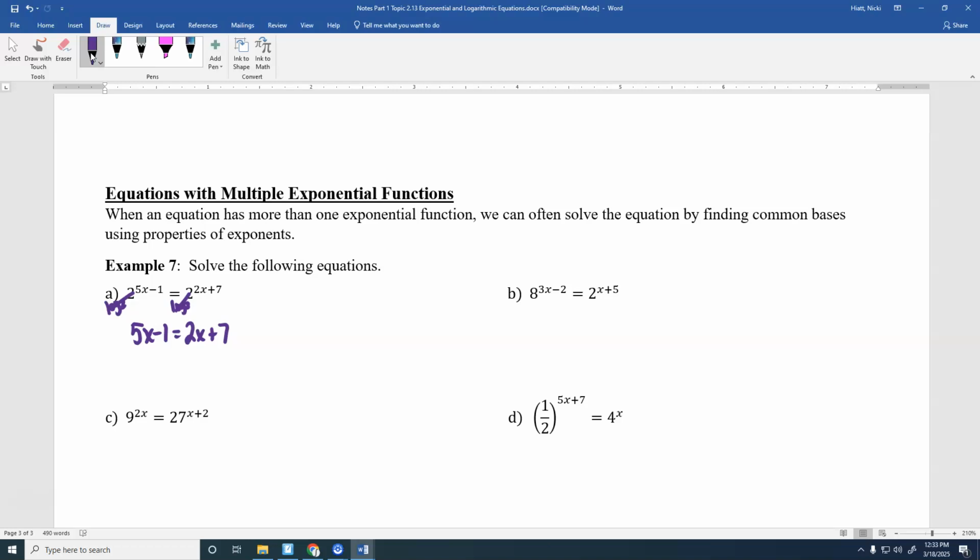So then I just have a two-step equation to solve. I'm going to subtract that 2x right there. I'm going to add that 1 right there. So that'll give me 3x equals 8. And then I will divide by 3. And so x equals 8/3.